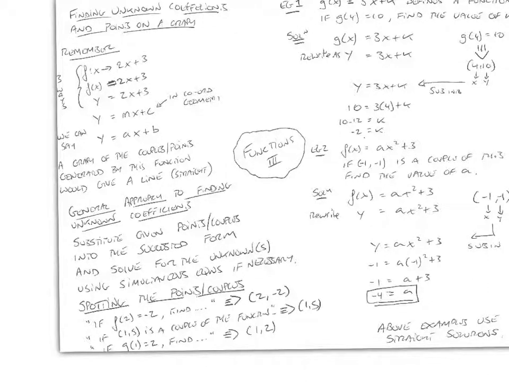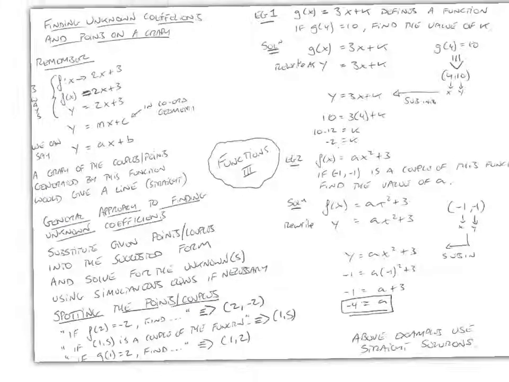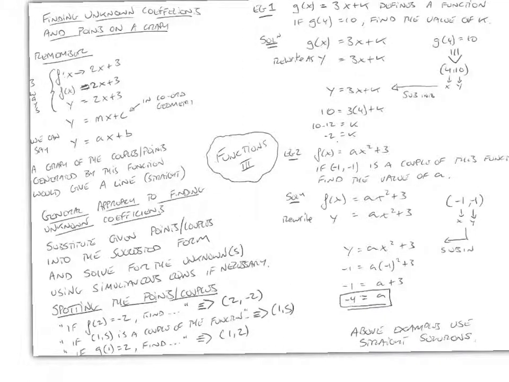So now we're going to move on to finding unknown coefficients and points on a graph. Let's just remember how to write a function. We're moving into graphs and graphing functions soon, but to write a function we may say f colon x maps to 2x plus 3. That's one way of writing a function. We may write the same function as f of x equals 2x minus 3. We may even say that y equals 2x minus 3. Same function, three different ways of writing it.